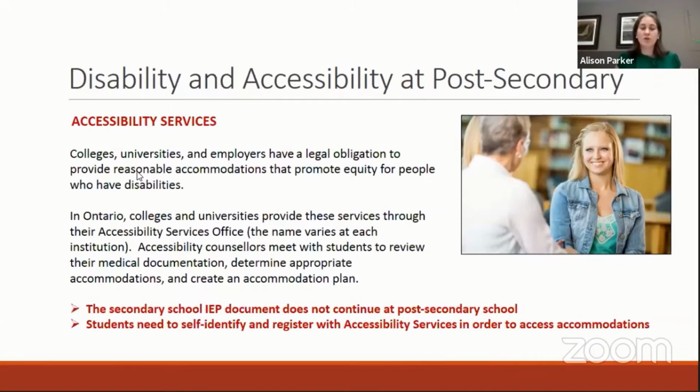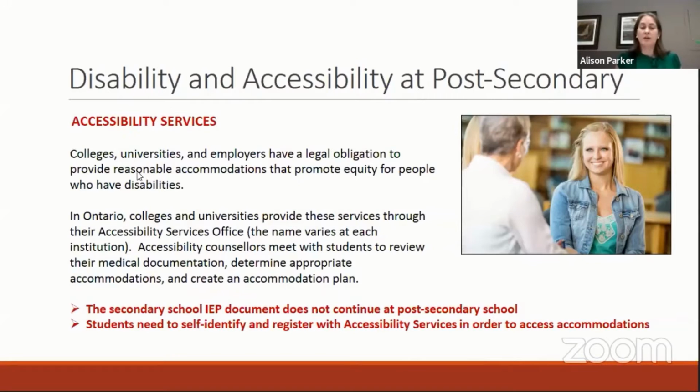It's important to note that the secondary school IEP, the individual education plan, is an elementary and high school document. So it does not automatically continue at post-secondary school. Students can share their IEP as part of their documentation about their disability, but the college or university will create their own documentation, their own accommodation plan for the student and to share with professors.